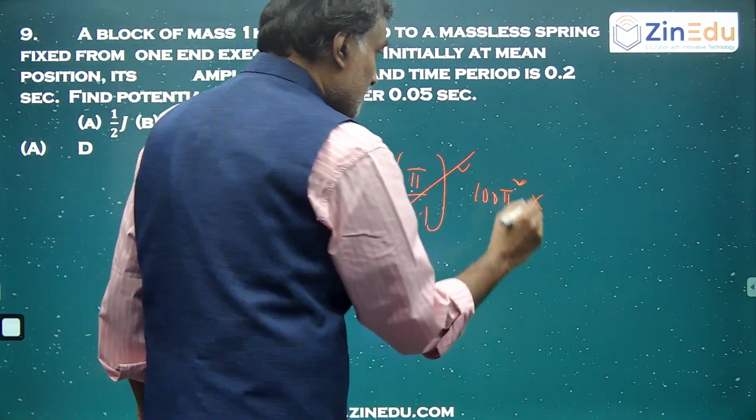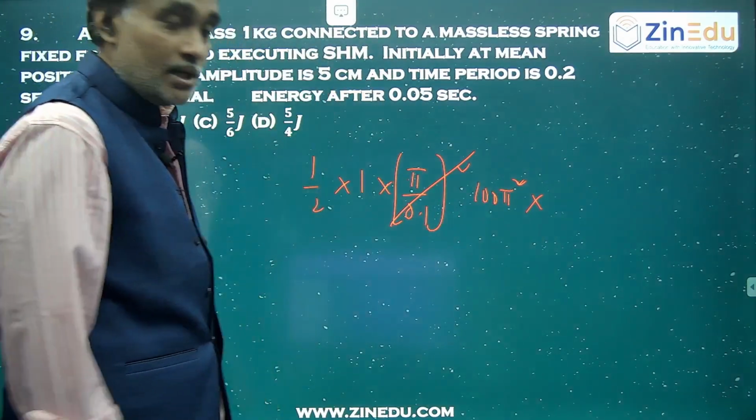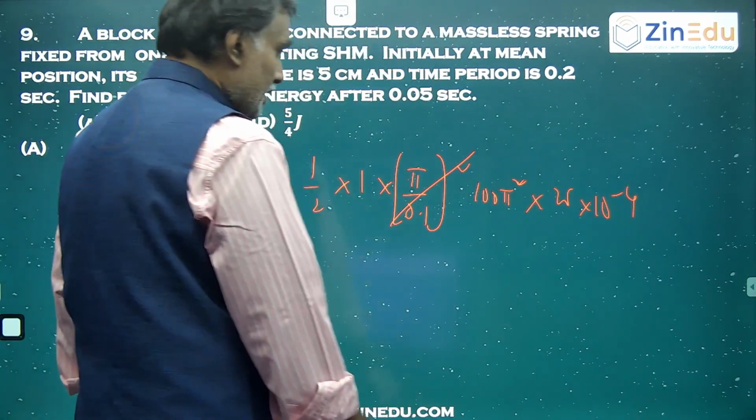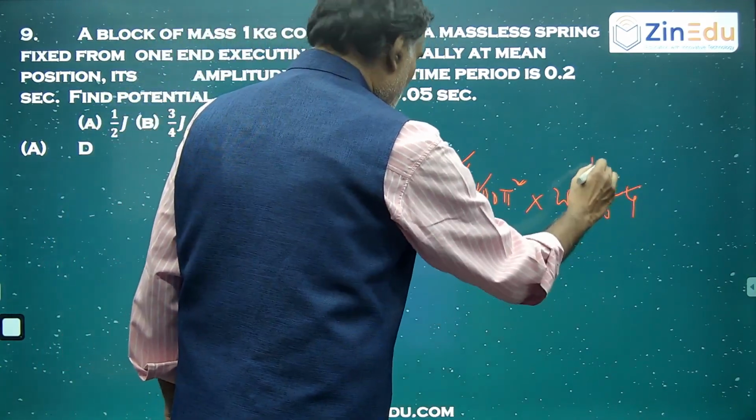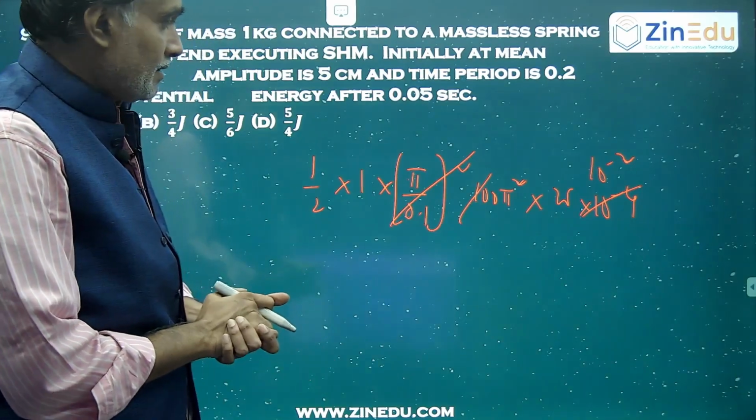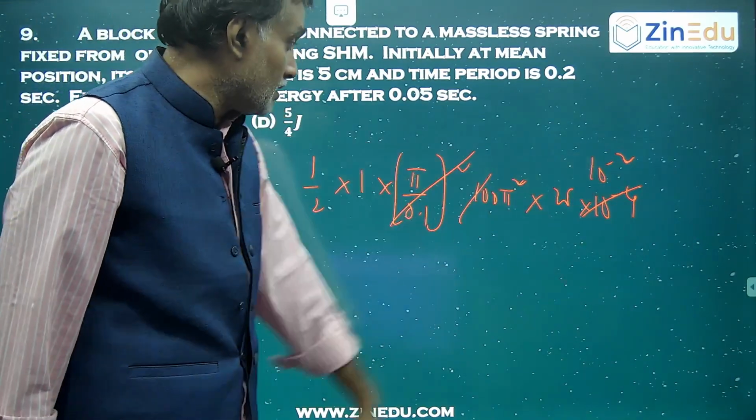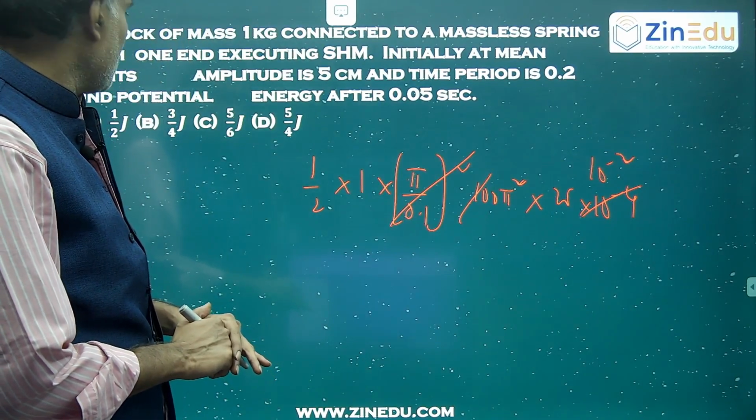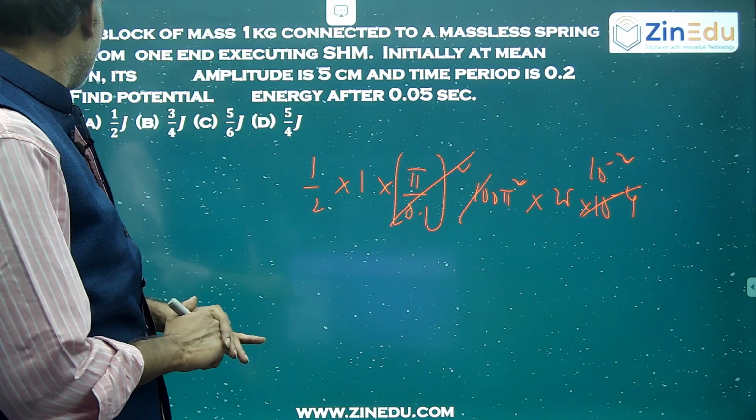Half m omega square a square. What is amplitude? 5 centimeters. That is 25 into 10 to the power of minus 4. Okay. What will we get? 100 cancels, power of minus 2. Pi square is approximately 10. Get 10 to the power of minus 1. 0.5 by 2 or 5 by 4. 5 by 4. Answer is D.